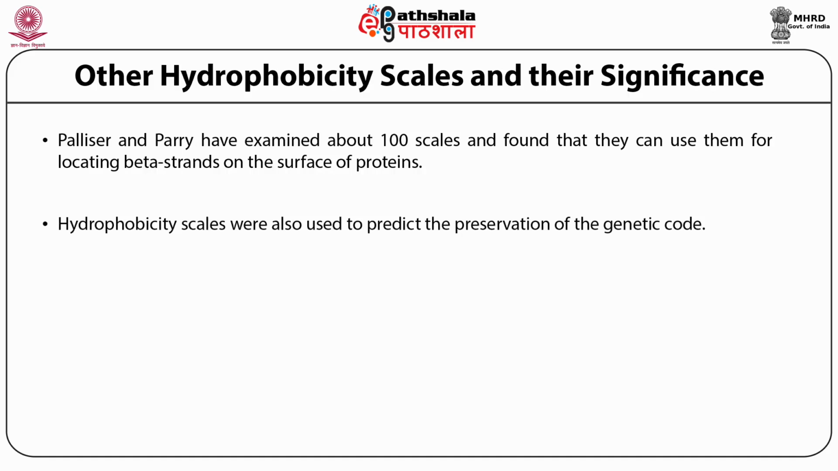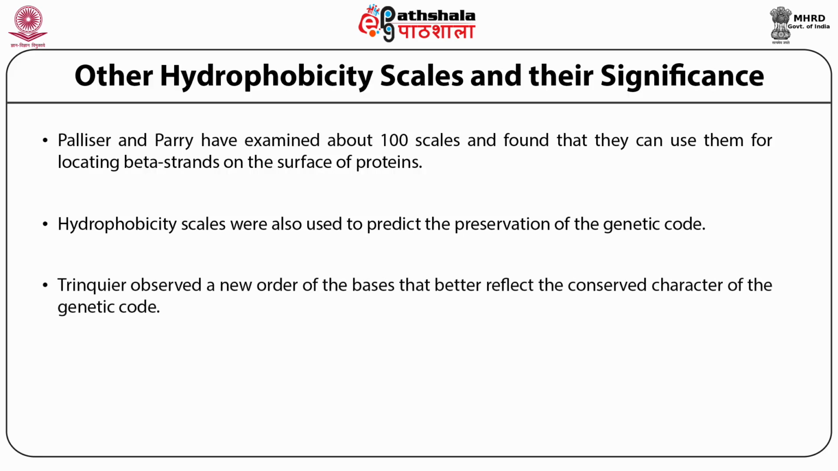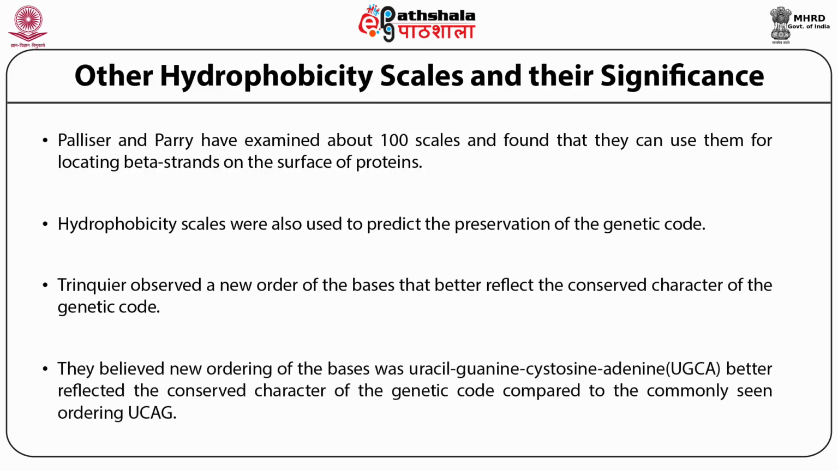The hydrophobicity scale was also used to predict the preservation of the genetic code. Tinoco observed a new order of bases that better reflects the conserved character of the genetic code. They believed the new ordering of bases, uracil, guanine, cytosine, adenine, so UGCA, better reflects the conserved character of the genetic code compared to the commonly seen order of UCAG.